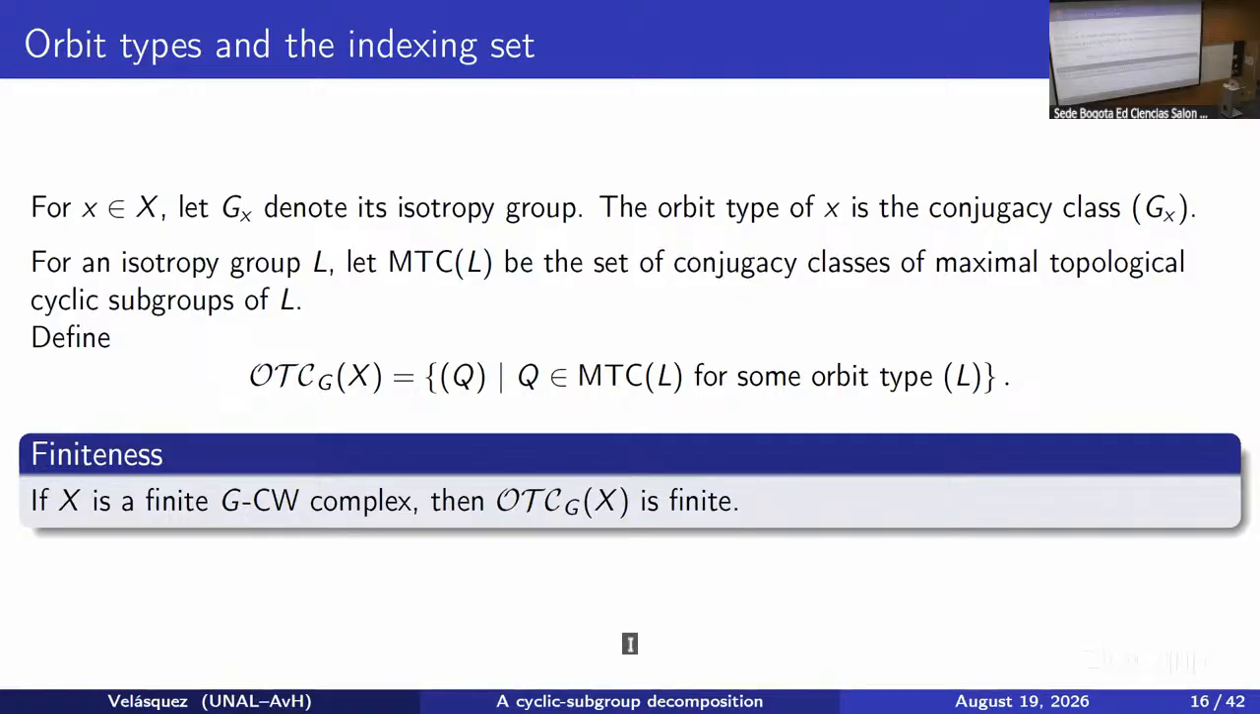A result: if X is a finite G-CW complex, then this OTC is finite. This is a consequence of the fact that this kind of space has only finitely many orbit types. It is a well-known result. Then this set is finite.